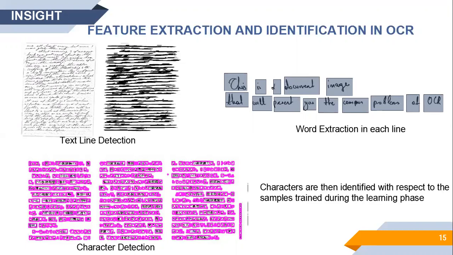So next one is the character detection. Characters are identified with respect to the samples trained during the learning phase. So we train the machine during the learning phase. So this is the character detection.